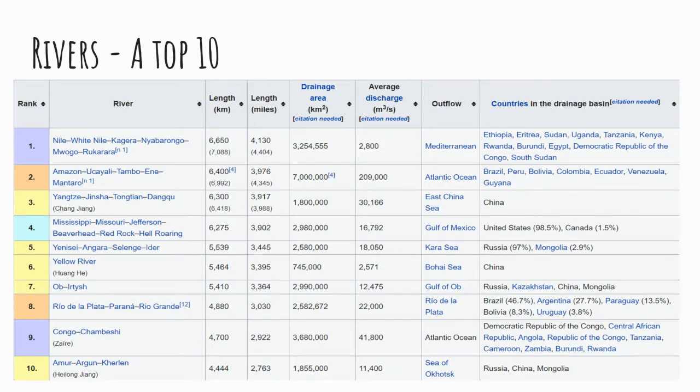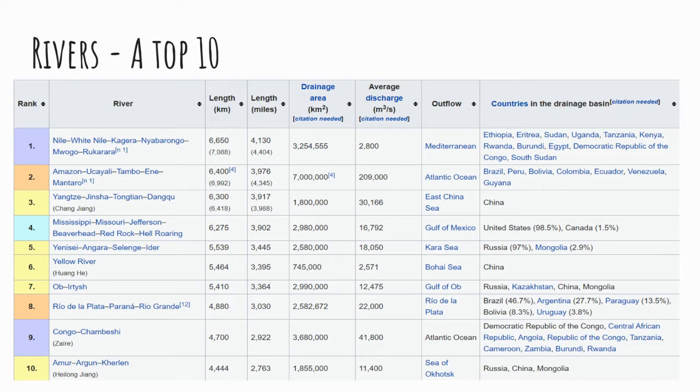Here is a top 10 list of the longest rivers in the world. Now, the first column tells you number one is the longest, number two the second longest, and so on. And then the next one tells you the name of the river. The name of the river is in many different languages there. So sometimes we will refer to a river only in English, and sometimes we might refer to a river in the name that the people of that country call it.